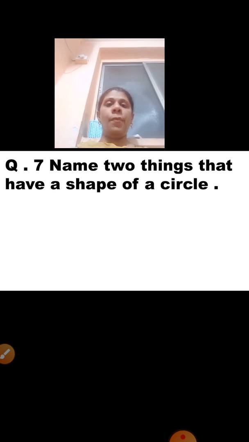Question number 7. Name two things that have a shape of a circle. You have to name two things that have a shape of a circle. What are the two things? Yes, children, think and answer. The two things that have a shape of a circle.